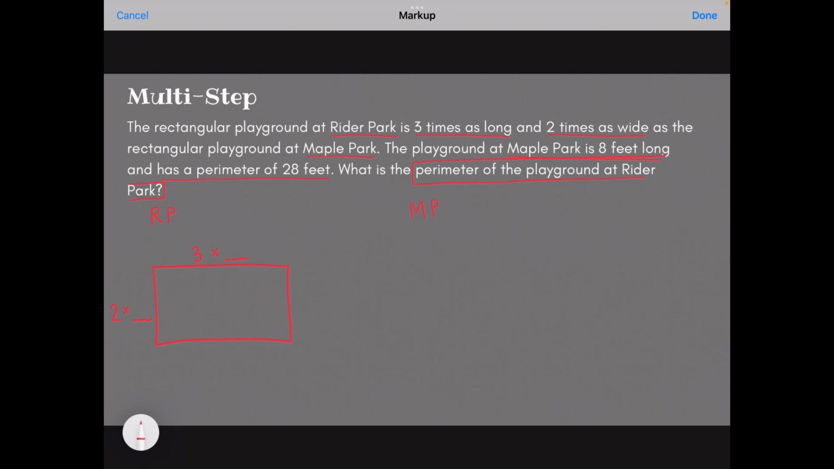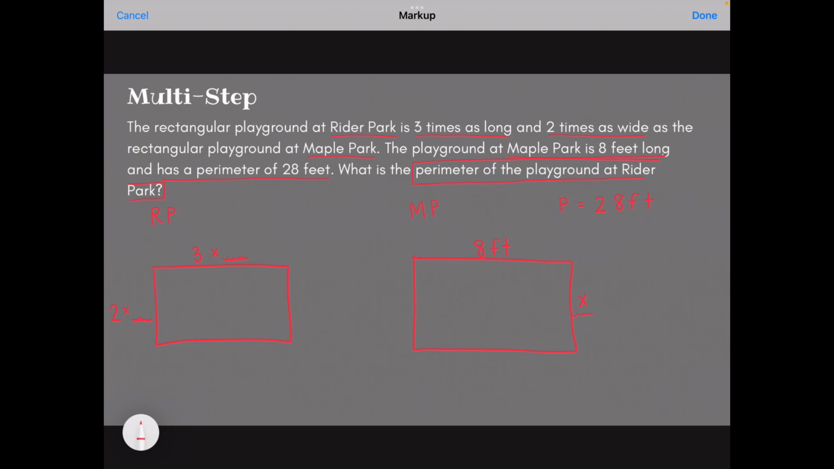because the next sentence looks like it's going to help us eventually get there. The playground at Maple Park is 8 feet long and has a perimeter of 28 feet. So I'm going to draw out my rectangle and plug in what I know. The length, it says, is 8 feet long. And then it doesn't tell me my width just yet, but it does tell me the perimeter.